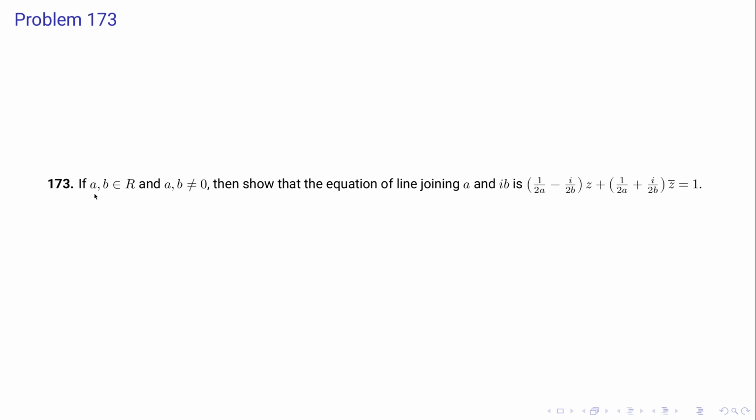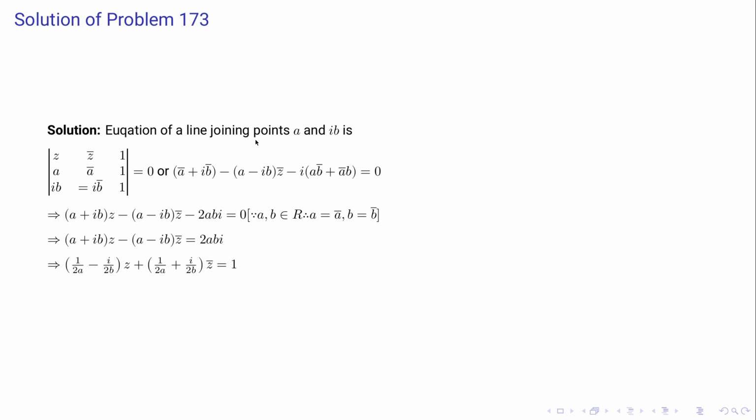Problem 173 says that if A and B belong to the real set and both are not 0, then show that the equation of the line joining A and iB is (1 by 2A minus i by 2B) into Z plus (1 by 2A plus i by 2B) Z bar is equal to 1. We know that the equation of a line passing through two complex numbers is given by the determinant with rows Z, Z bar, 1; Z1, Z1 bar, 1; and Z2, Z2 bar, 1. In this case, iB bar would be equal to minus i times B. This is a typing mistake.